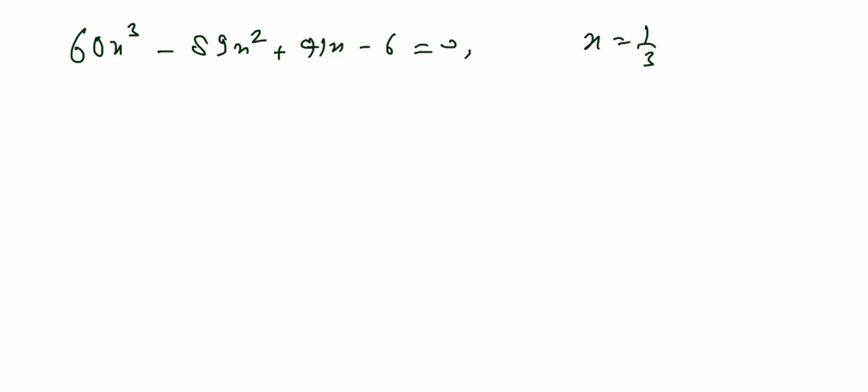We have been given the third degree polynomial 60x cubed minus 89x squared plus 41x minus 6 equals 0, and now we have to check for x equals 1 divided by 3. For this we have to use synthetic division, so write it in the synthetic division form.